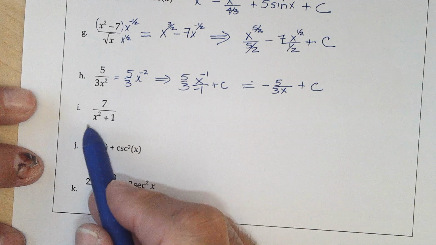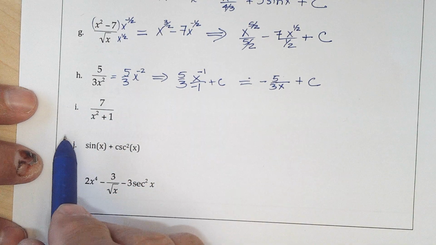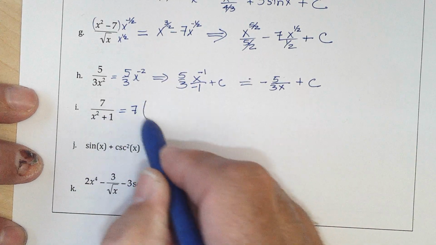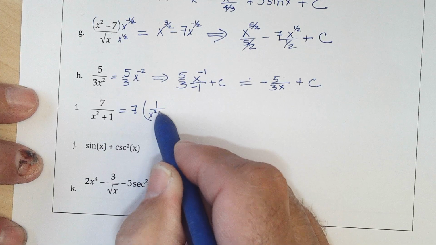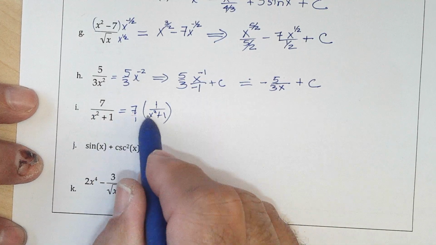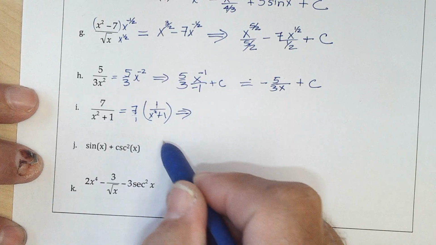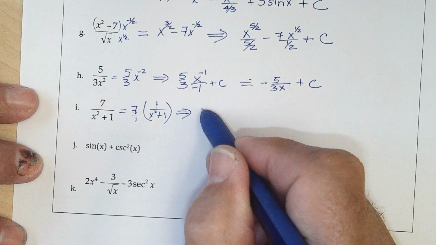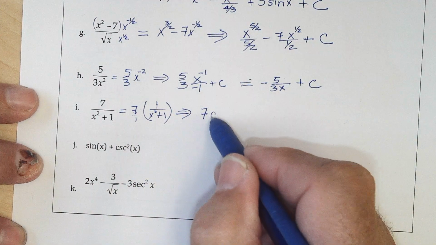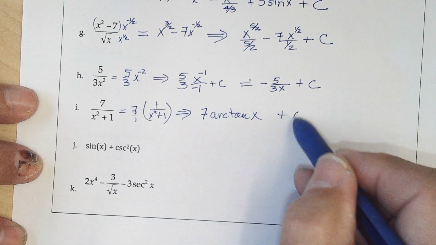This one, if it was 1 over this, it looks like something on your card. But we can think of this as 7 times 1 over x squared plus 1. So the antiderivative, we don't have to do the 7 because it's a constant. It's just 7 times whatever the antiderivative of that is, and that's arc tangent x plus c.